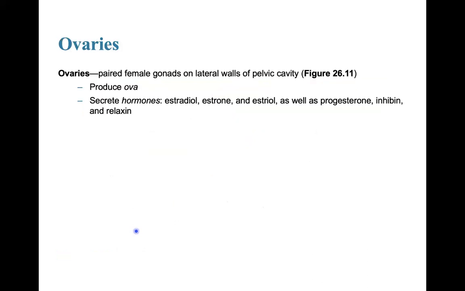So the ovaries, these are the paired female gonads that are located on the lateral walls of the pelvic cavity. They produce the ova. They also secrete hormones, your estrogens, as well as progesterone, inhibin, and relaxin.